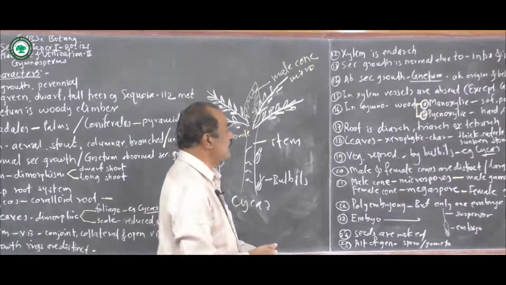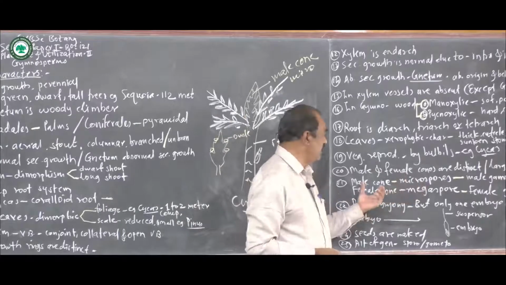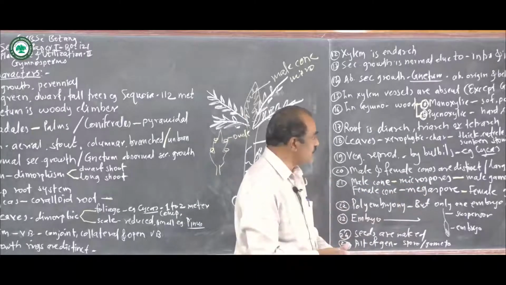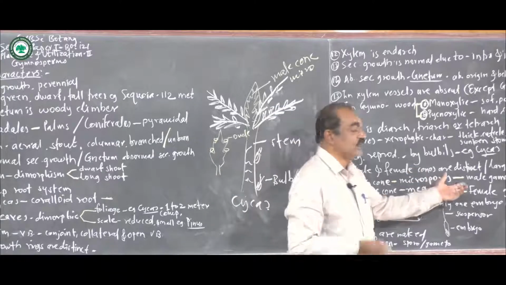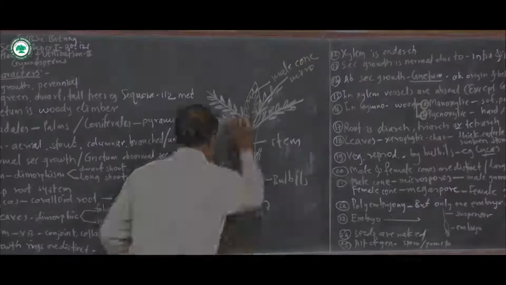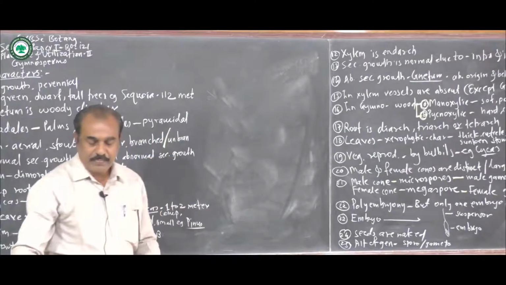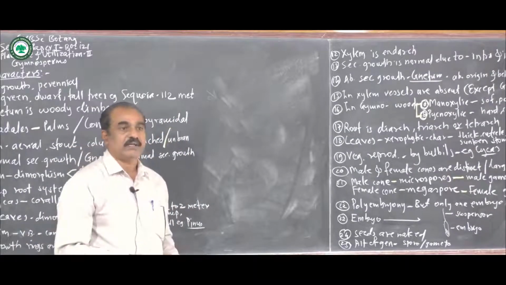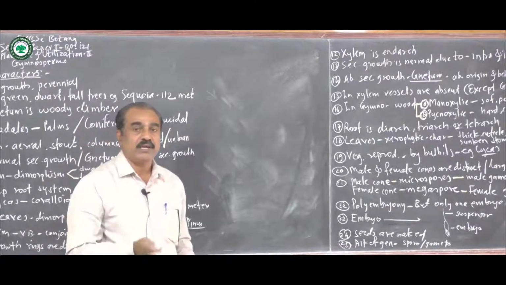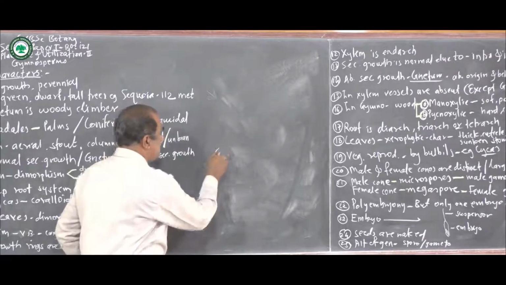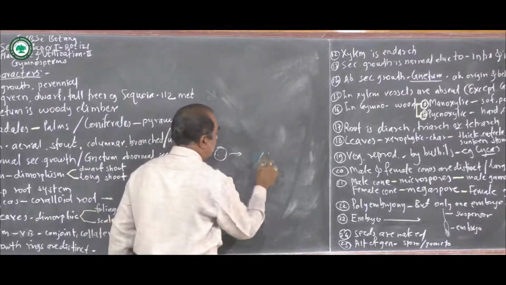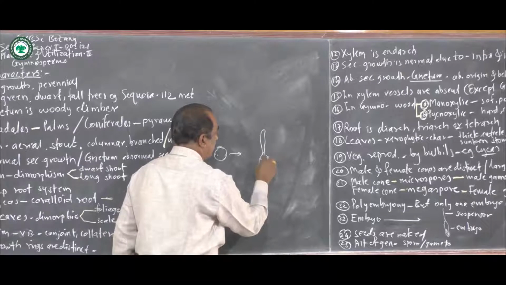Now the male cone gives the microspores. In the male cone, microsporangia are there, and in the microsporangia, microspores are there, and these microspores germinate to give the male gamete. That means in the male cone, microsporophylls are there, and on the microsporophyll, microsporangia are there, and in the microsporangia, microspores are there. So this is the microspore, and this germinates into a male gamete.